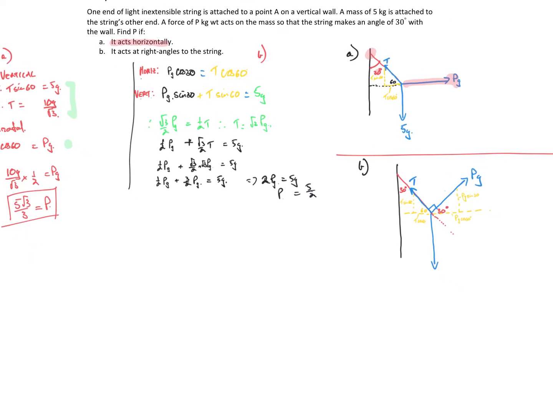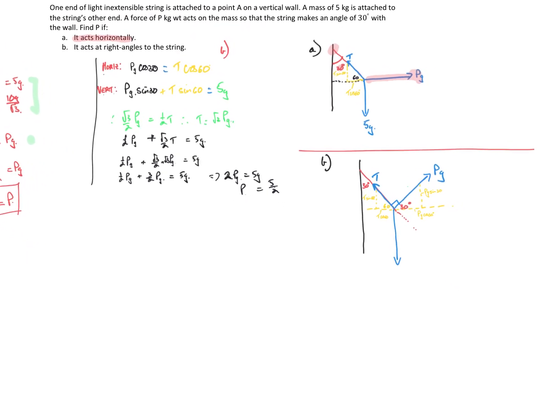If we consider the second scenario here, my pulling force, P, is actually acting at right angles to the string. So we've got two lots of components there that we need to consider. Again, if I resolve horizontally, I've got P G cos 60 acting in that direction, and T cos 60 acting in the opposite direction. So those two forces are equal.